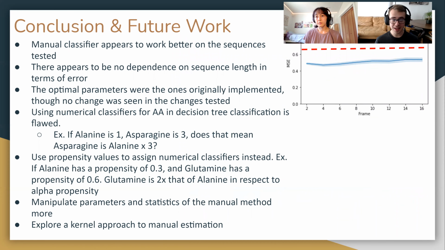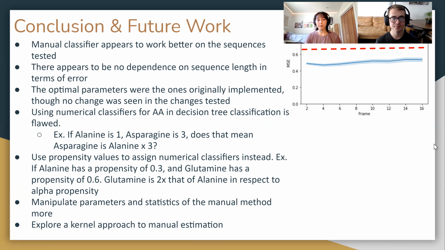So the conclusions that we came to were that the manual classifier appears to work better in terms of error, but it's a lot slower. There isn't any dependence on sequence length or frame size on error with the methods that we used. And the original parameters were optimal, but we also didn't see any changes. So it's sort of a wash in that regard.